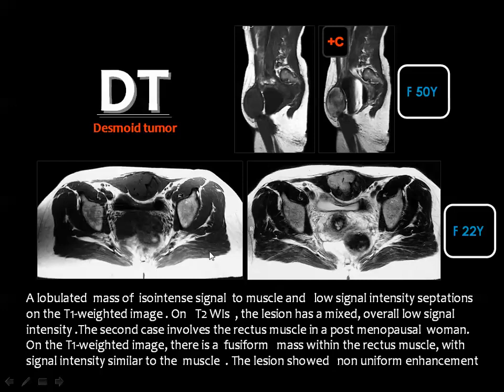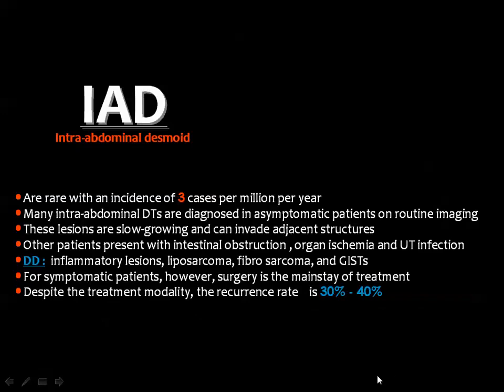These are two different cases of desmoid tumor in the anterior abdominal wall. There's the T1 appearance of intermediate signal, some bright signal in the T2 weighted image. In the other case, you can see the pre-contrast and post-contrast with some enhancement of the lesion.